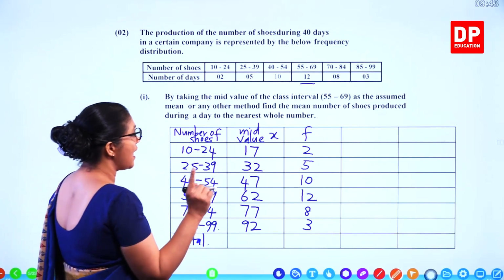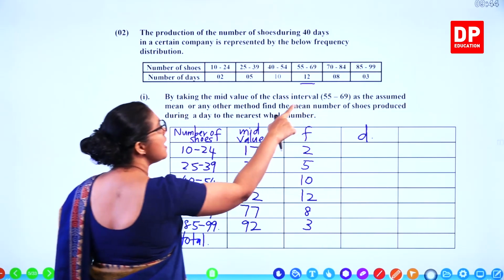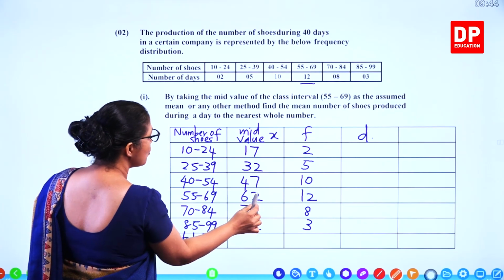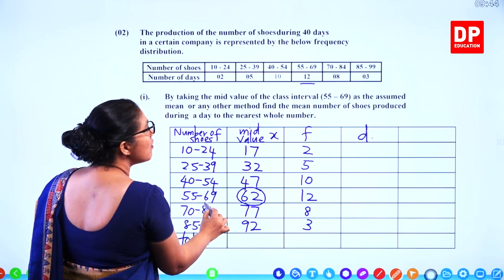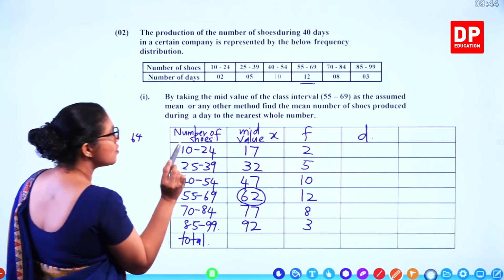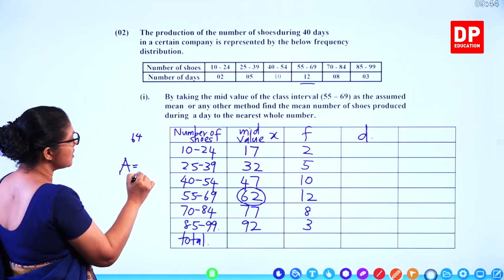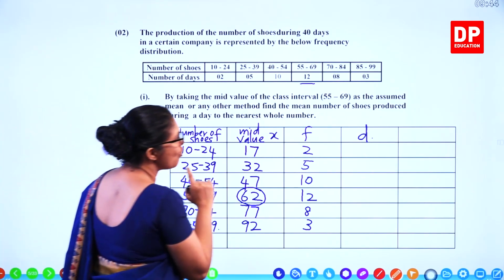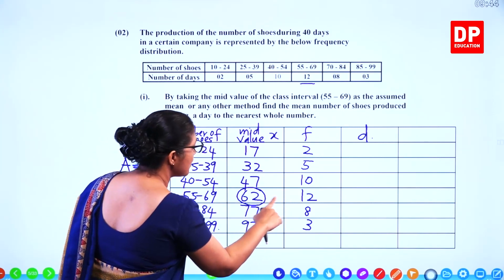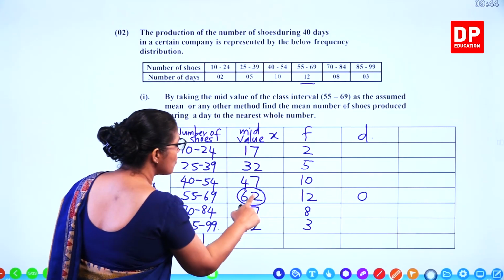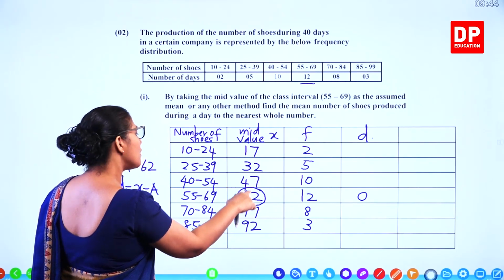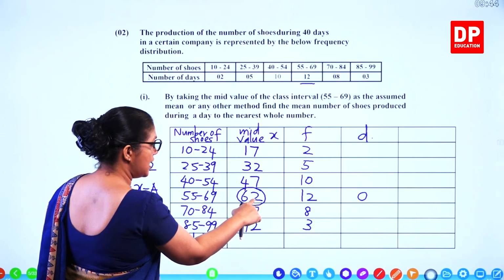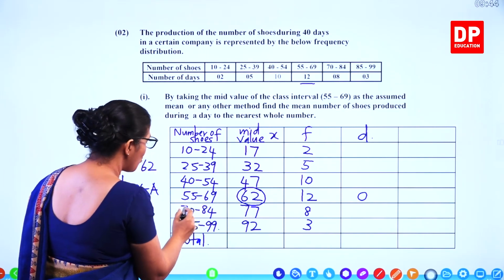Now we need to take the deviation. The assumed mean is taken as the midpoint of the interval 55 to 69, that's 62. So the assumed mean is 62. What's the deviation? X minus A, so we subtract the A value. Starting from here, this is 0. So what's the difference this way? 15. So subtract 62 from 47.